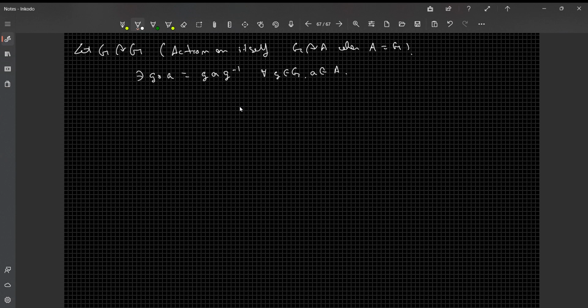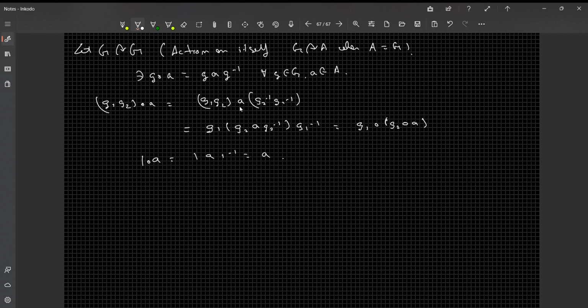This is obviously a well-defined group action, right? Because if you have g1 g2 acting on a, then this is nothing but g1 g2 a g2 inverse g1 inverse. Then you can associate it as g1 (g2 a g2 inverse) g1 inverse. But g2 a g2 inverse is g2 acting on a, and g1 is acting on the whole, so this is g1 acting on g2 acting on a, right? And 1 acting on a is 1 a 1 inverse, so that is equal to a. So this is a group action.